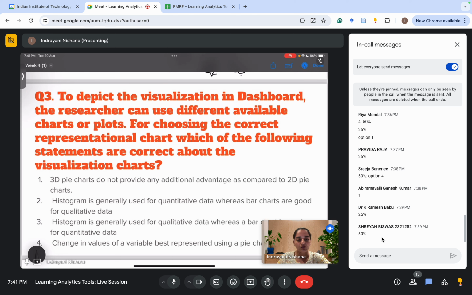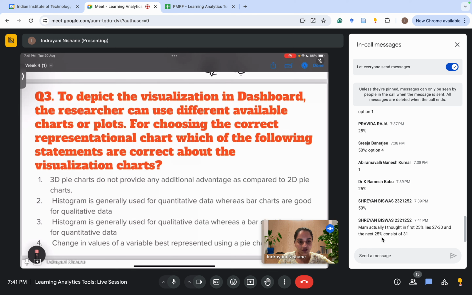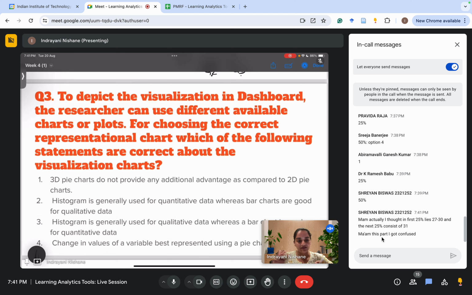Then I could figure out that two people have said the answer is 50%, which is not correct. So I'm trying to understand why they think the answer is 50%. If they had unmuted and told me the logic behind choosing 50%, then we would have understood the diagnostic analytics part, what has gone wrong. Then we could have addressed the misconceptions through prescriptive analytics, and this is how we optimize the learning environment for the maximum benefit of everyone in achieving the learning objective.